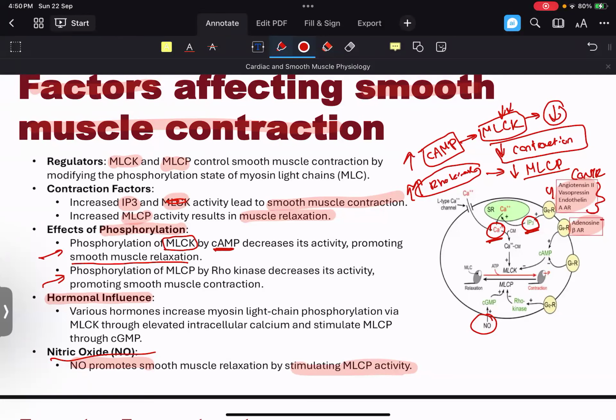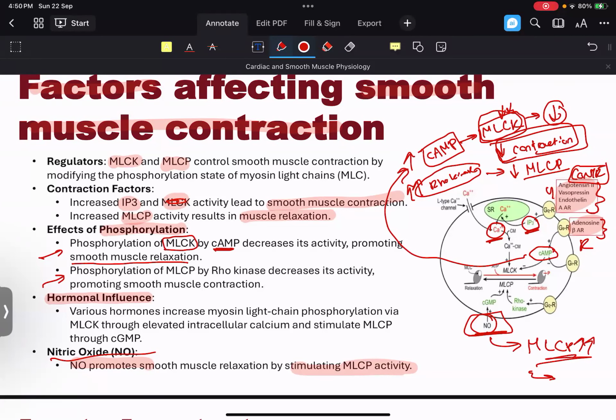But then you have these two, adenosine and beta adrenergic receptors. What they're going to do is go and increase the cAMP. And what did I say about the cAMP? I said cAMP will go and decrease the activity of MLCK, which means you will have less contractions, which means you will have relaxation. So these two relax, these two contract, these four contract. And then finally, my last point was nitric oxide. Nitric oxide will go and act on MLCP by increasing its activity, which means you will have relaxation. So you just kind of need to memorize the effects of all of these individual factors.